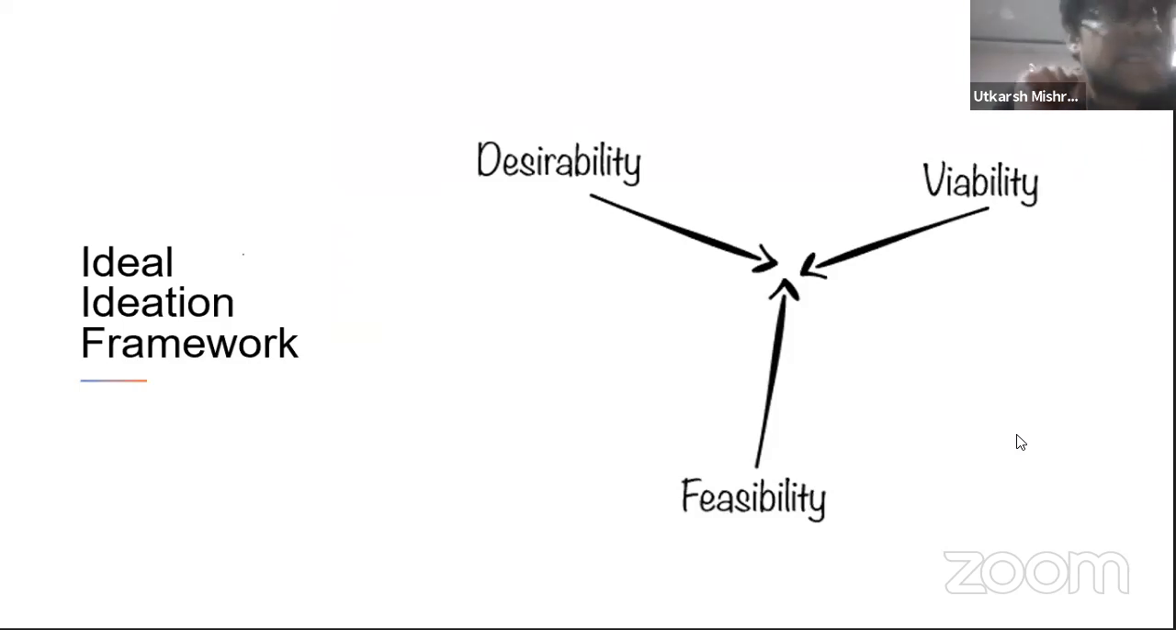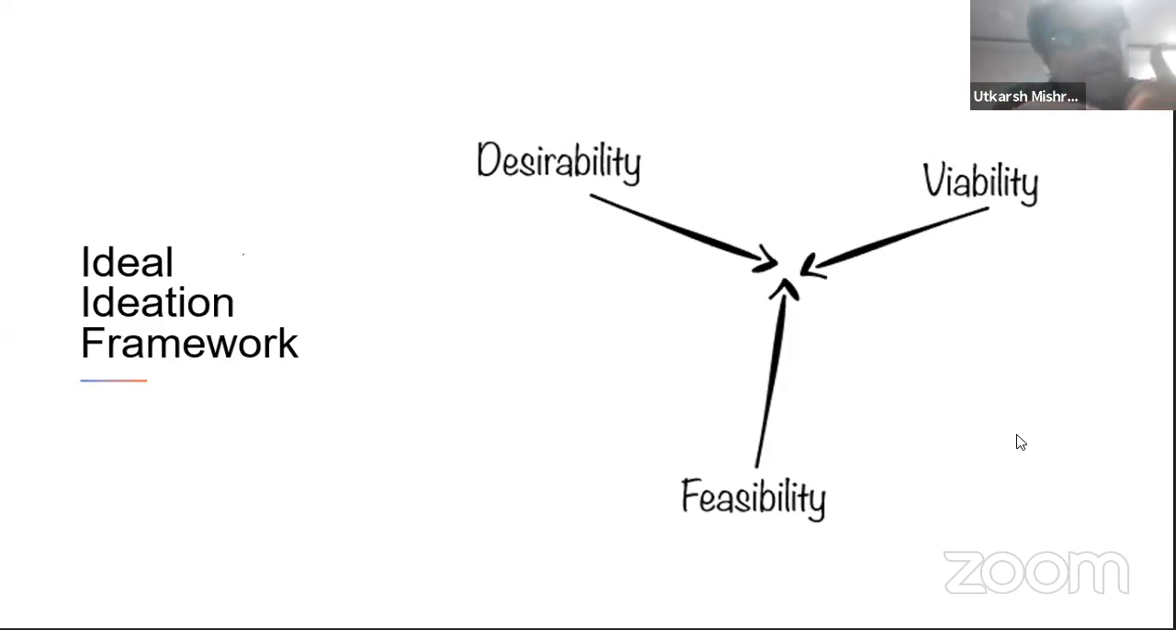I'll go a little technical on this. This framework talks about desirability, viability, and feasibility. These are three different terms that will help us understand the possible practical delivery of a problem solution. So the solution that we propose, or the solution on which we should start working, should be desirable, should be viable, and should be feasible.